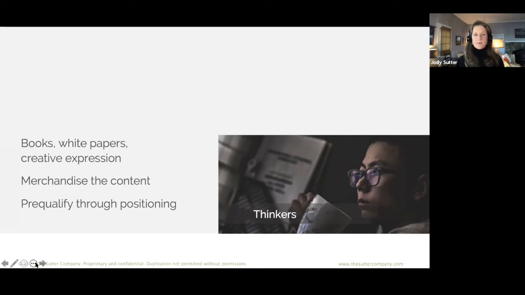So another thing you might do, if it's a proprietary research study that you do annually or quarterly, allow the thinker to run that, and then support that thinker with a team that's going to help you merchandise the content. And as I said, thinkers tend to be the ones who really need to understand the purpose behind what they're doing. This is where a strong positioning is super important. If you have a strong positioning, it's going to allow you to pre-qualify the leads or the opportunities and pre-qualify your prospects. And that'll make a thinker feel much more comfortable, much more willing to do the business development work.